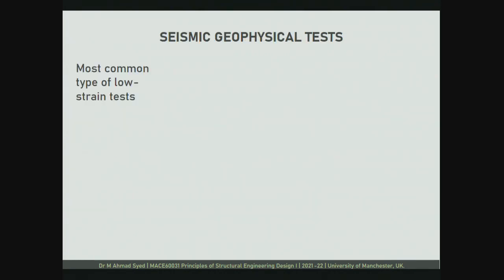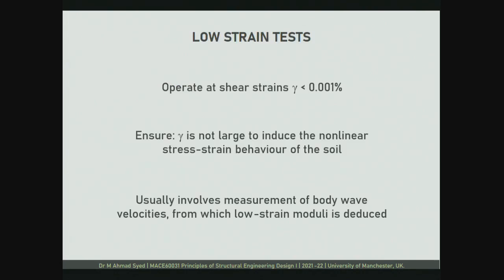Low strain tests usually involve measurement of body wave velocities, from which we calculate the shear moduli. Now, since this category of tests is a low strain category, whatever modulus we determine is categorized as low strain modulus. So this is something that is important to keep in mind. We will come to that in a minute later: what we mean by low strain modulus and how strain value influences the shear modulus that you take into account.